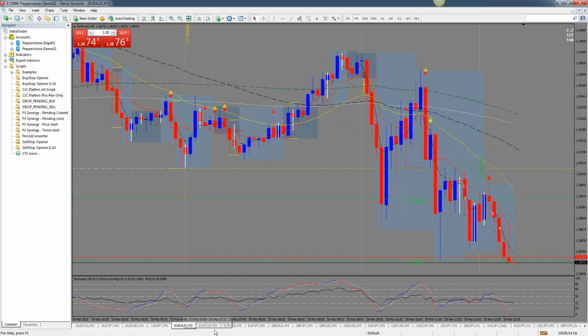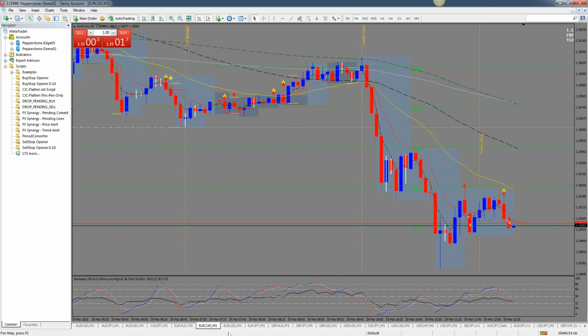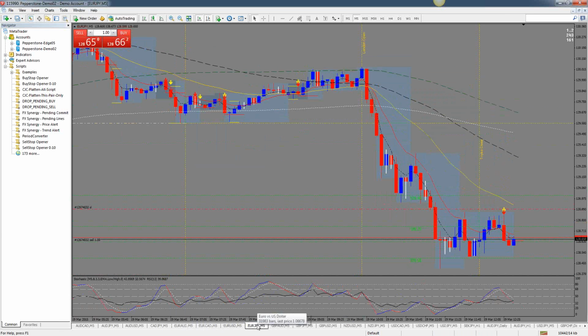Something else that I really didn't notice or mention, but you guys should always be aware of, is news. If there's any big news that's in play, you should always be aware of it. You should never trade within, some people say 30 minutes, some people say 15 minutes. So we have potential euro news here in 23 minutes.